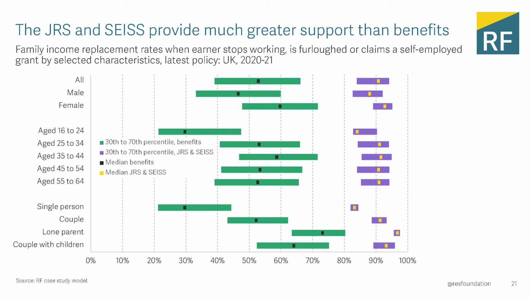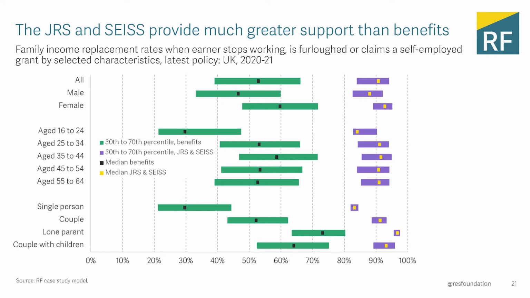A replacement rate is looking at how much income you would have if you fell out of work as a fraction of the income you would have in work. And we look at the combined income of the family. The black dots with the green bars show these replacement rates if you lost your job and claimed benefits, with the black dot being the median replacement rate.